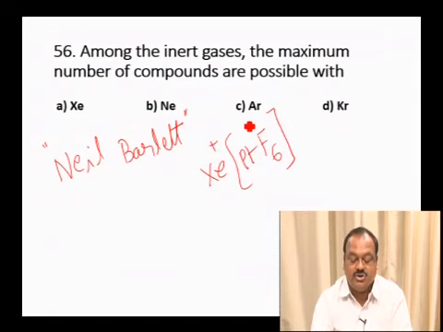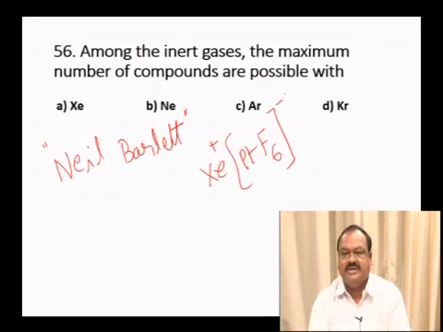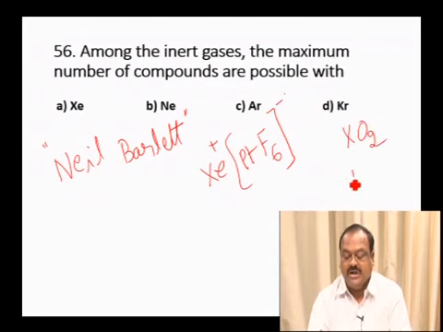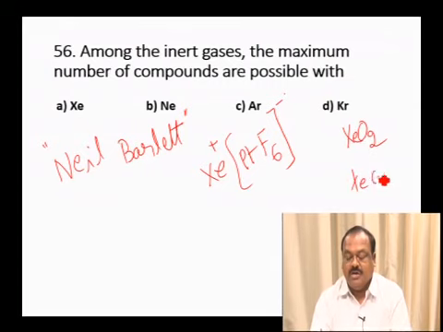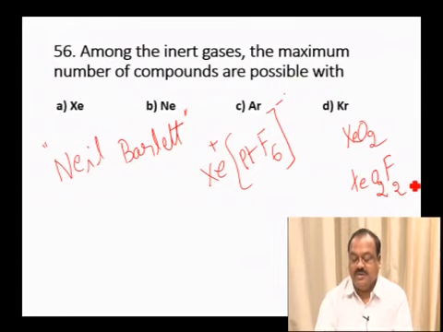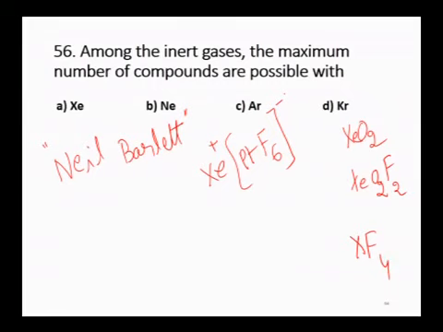This is the first compound prepared by Neil Bartlett, because xenon is larger in size and reacts with oxygen and fluorine to form many varieties of compounds: xenon difluoride, xenon dioxydifluoride, xenon tetrafluoride, etc.